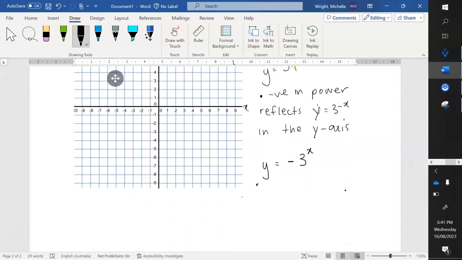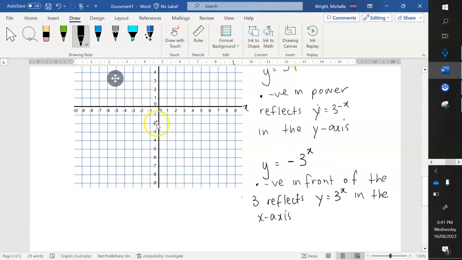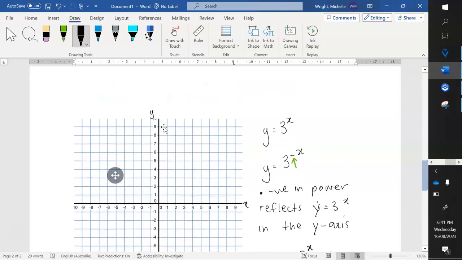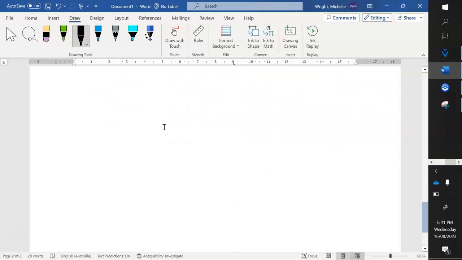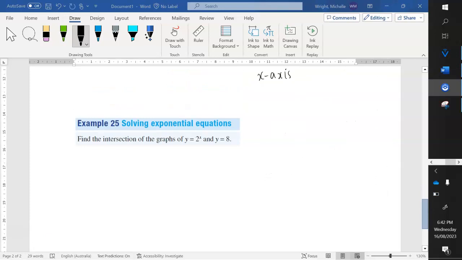And what you will write under here is that a negative in front of the 3 reflects y equals 3 to the x in the x-axis. Okay, so you're going to have the x-axis a mirror and it reflects it. Now, go back up to the one above. I want you to change that to a positive because there's a little mistake in there. We'll get rid of that little line altogether. Okay, so I want you to pop those in there. Okay, and then we're going to have a look at one more little question for you to do today. The question I want you to look at now is, it's going to be solving an exponential equation.